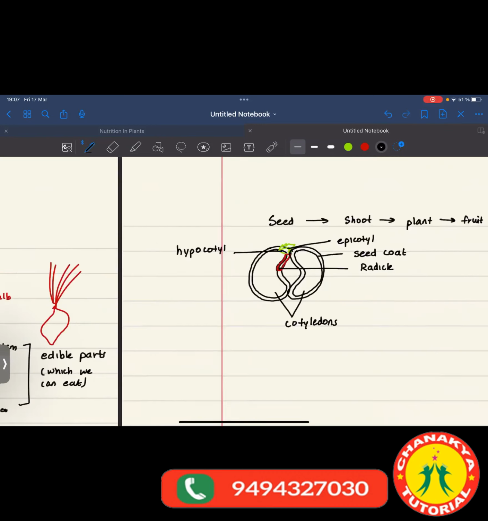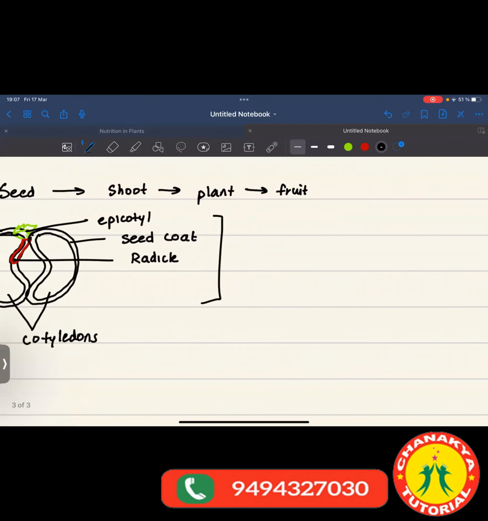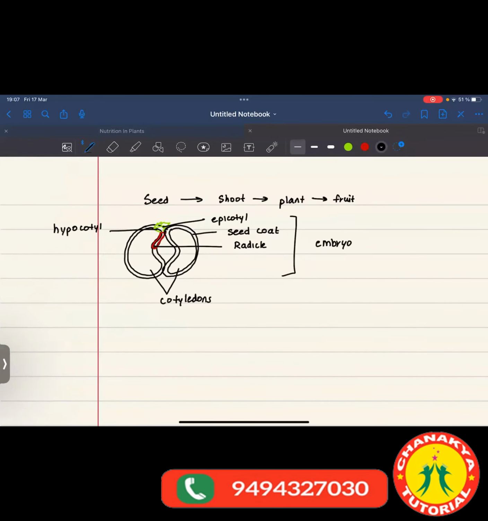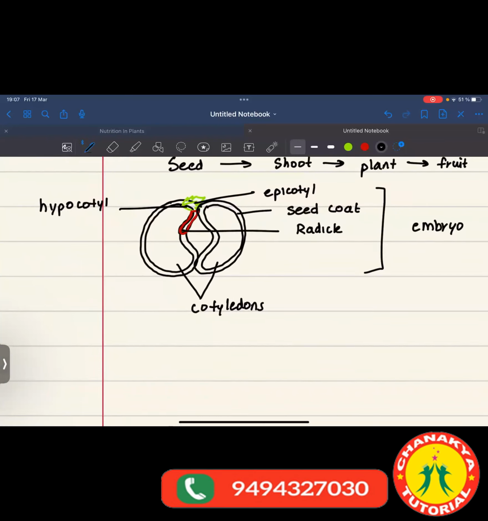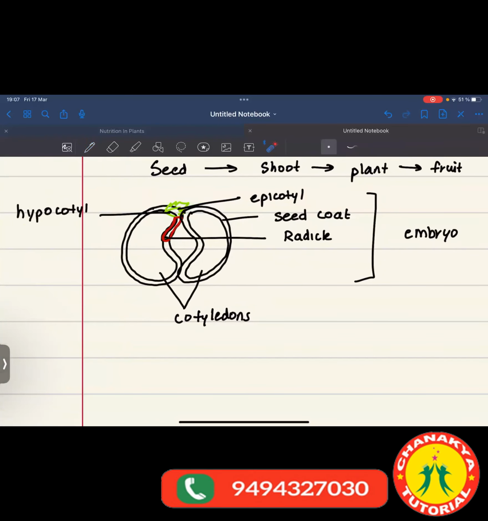Okay, and this whole thing together is known as an embryo, that is the baby. From the seed only all the fruit and everything will grow. So this is the basic structure of a seed. We have the start portion, that is the epicotyl. Below the epicotyl you have the hypocotyl.